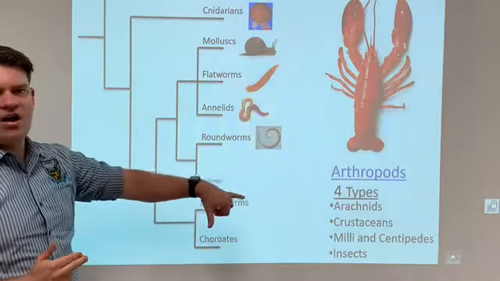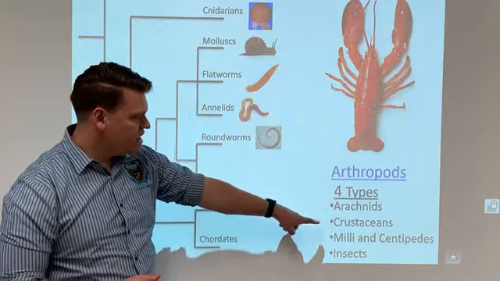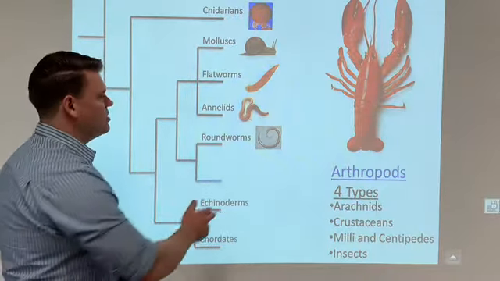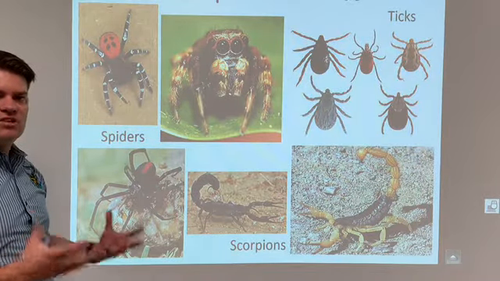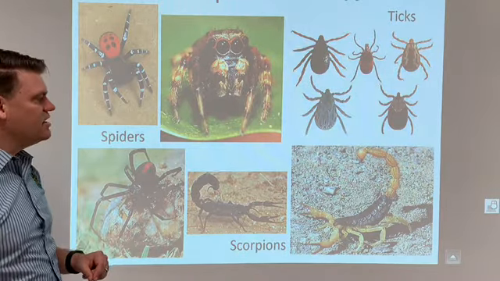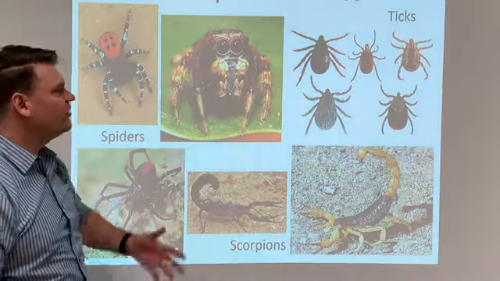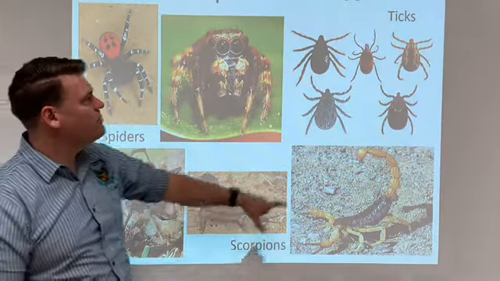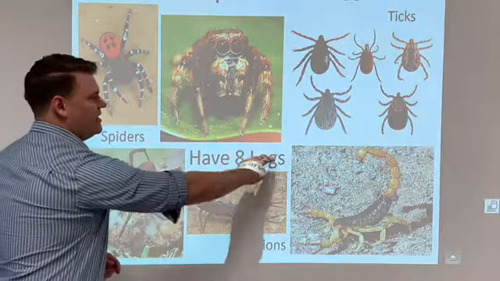All right, so sponges, cnidarians, mollusks, flatworms, annelids, roundworms. Now we're looking at our arthropods. We have 4 different types of arthropods: our arachnids, our crustaceans, our millipedes and centipedes, and our insects. Let's first look at our arachnids. We can determine an arachnid by how many legs it has. Arachnids have 8 legs. So if you're looking at a bug and you don't know if it's an insect or an arachnid, count the legs, and if it has 8 legs, then it's an arachnid. Those include spiders, scorpions, and ticks, which once again have 8 legs.